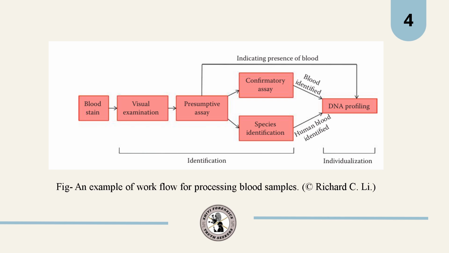This gives us more surety. The confirmatory test is more particular and gives more surety. Along with it, we will perform species identification. This test is done to determine the origin of the blood, whether it belongs to human or animal. Once we determine yes, it belongs to human, then we will perform DNA profiling to determine which human it belongs to. Because of DNA profiling, we will get individualization, because now it will be specific to a particular individual.